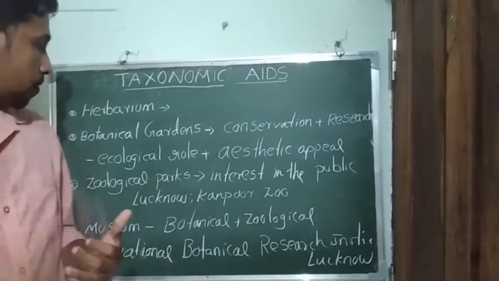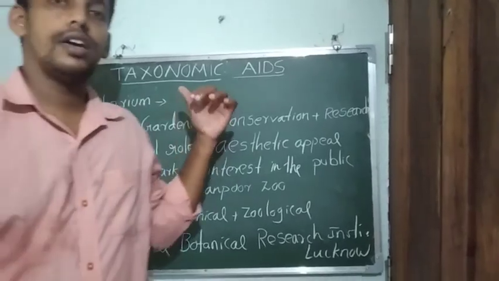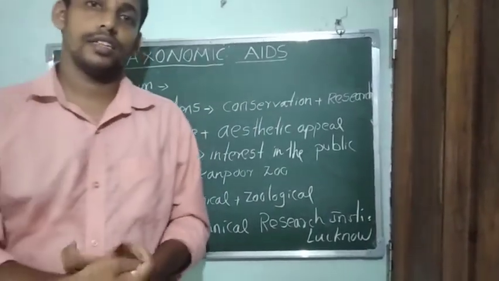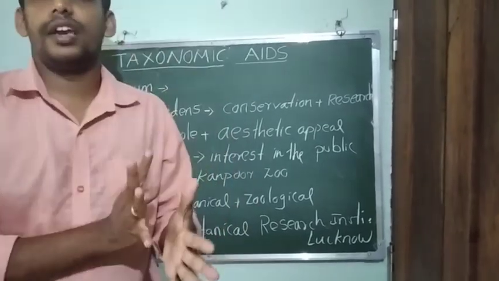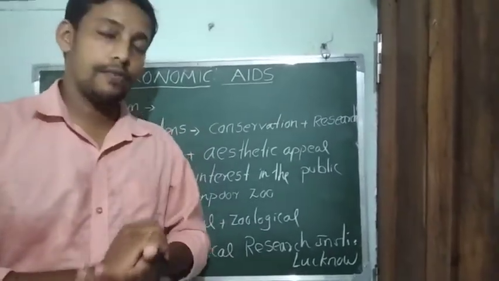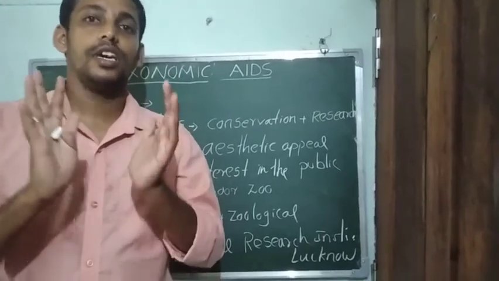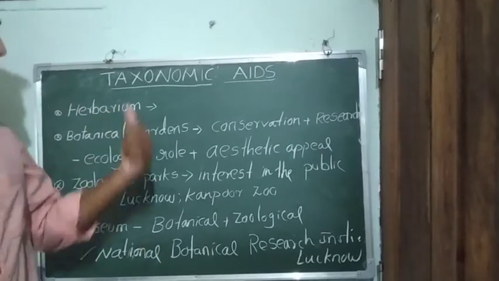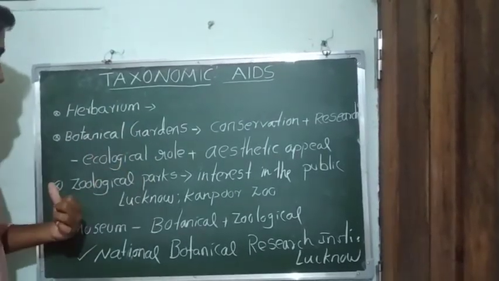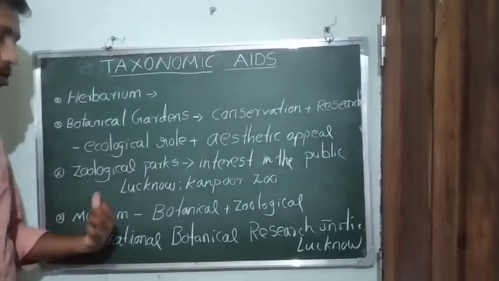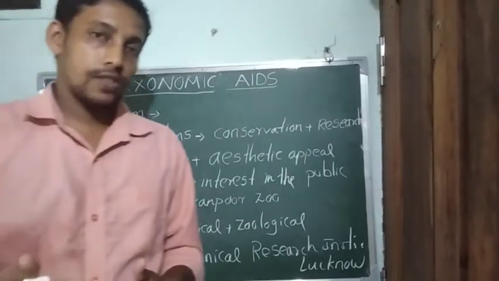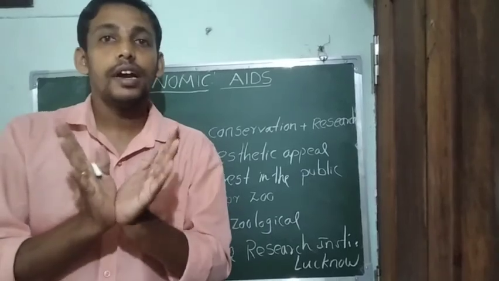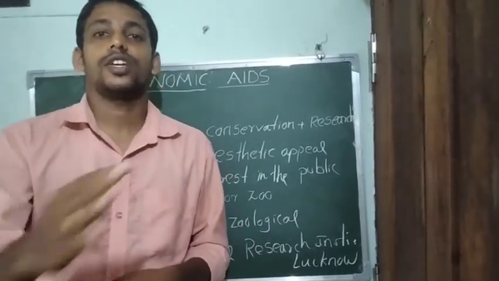So far we have discussed the different taxonomic aids. We have studied what taxonomy is, and by using these taxonomic aids we can easily identify and classify organisms. So far we have discussed herbarium, botanical gardens, zoological parks, and museum. There is one more, taxonomic keys, which will be discussed in the next class.